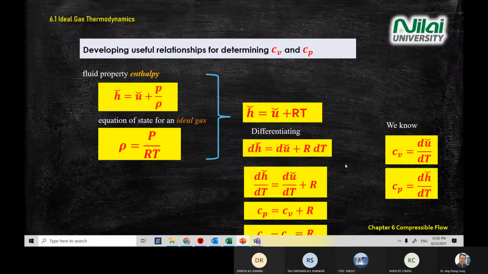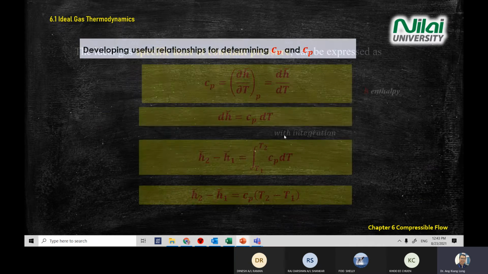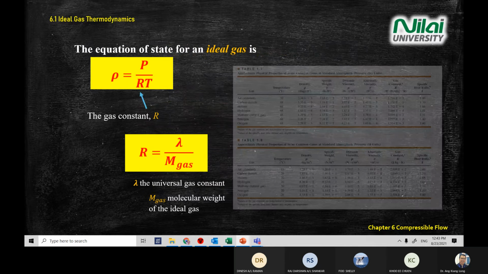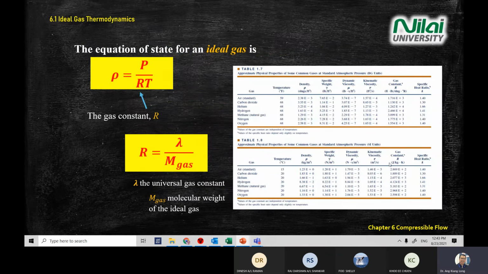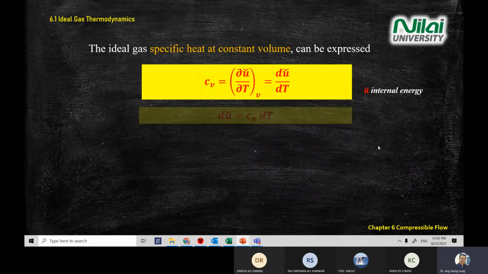So you move this one to the left: Cp minus Cv equal to R. So gas constant R is actually the difference between Cp and Cv. If you are given a table, you see that you have the constant value R. This R is actually the difference of Cp minus Cv. So if you are given one value, Cp, you are able to find Cv by looking at this table.